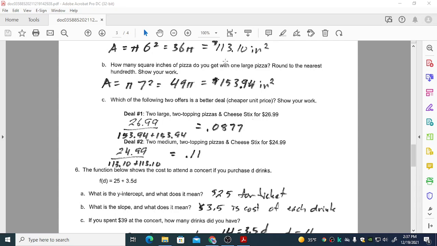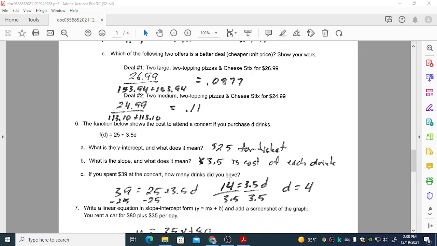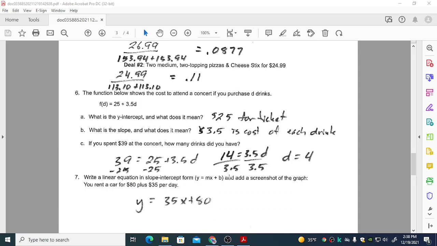You added the 2 square inches. You're going to get a total of 2 pizzas here, and that gives me 0.877, which is obviously cheaper than the 2 mediums, which is 0.11, which is more expensive. All right, moving on to question 6.